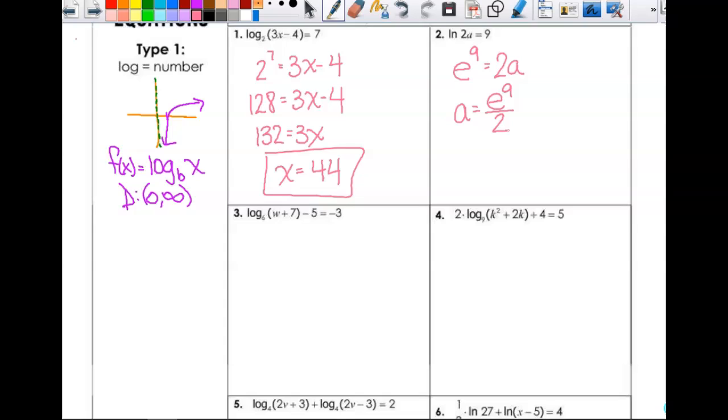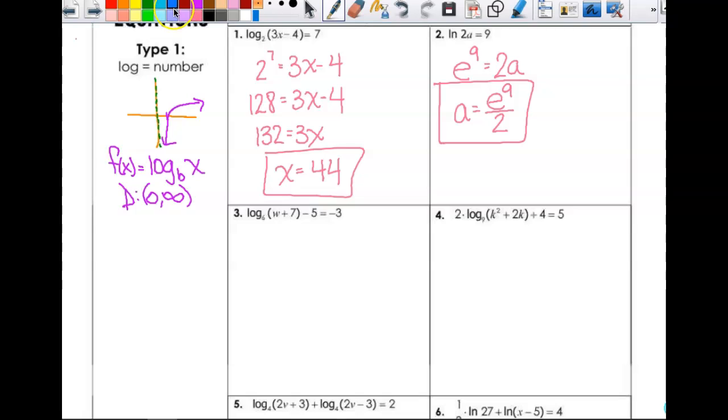All right, so then I've got to think, if I substitute that back in here, 2 times e to the 9th over 2 is just e to the 9th. That's definitely a positive number, and this is my answer. Okay. Any questions at all?